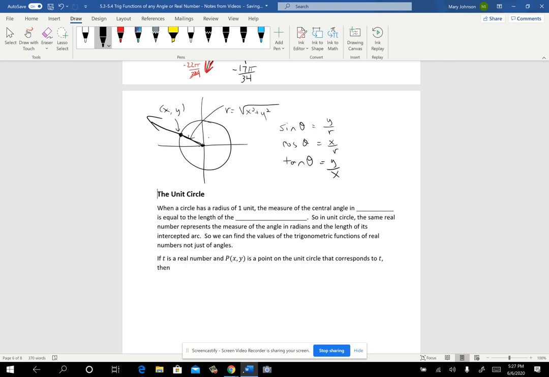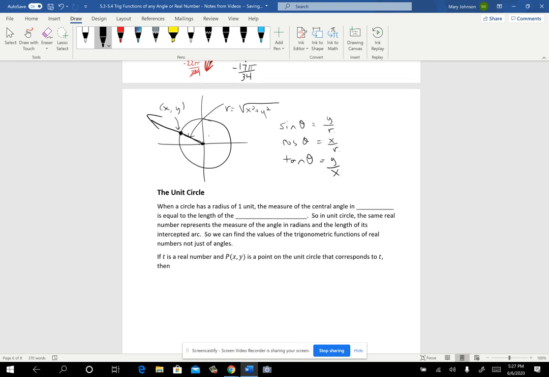And then we talked about how sine, cosine, and tangent could be defined by looking at the y coordinate over the radius for sine, x over the radius for cosine, or y over x for tangent. We also did the reciprocal functions, but you just need to flip over each of those, and we did that earlier, okay? So I just wanted to remind you of this, okay?